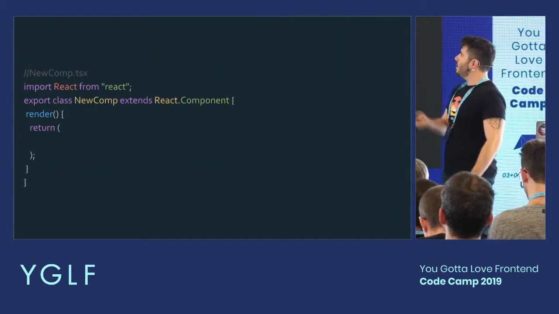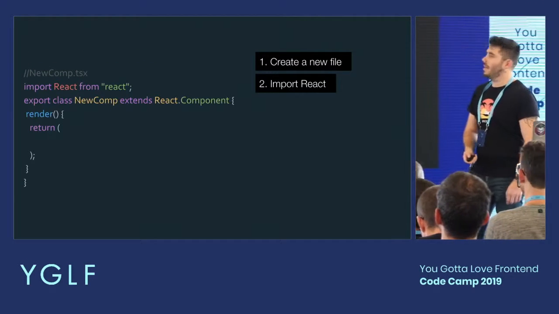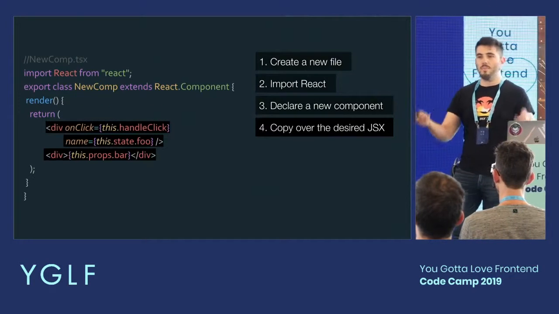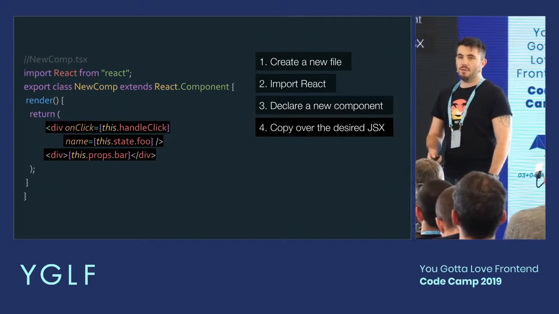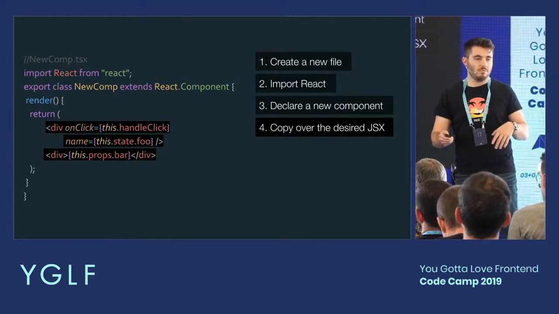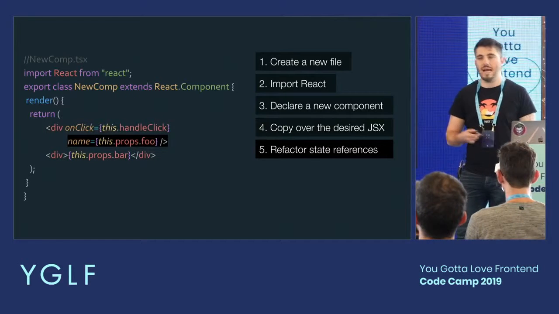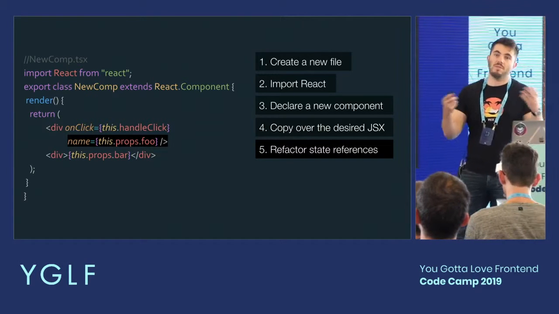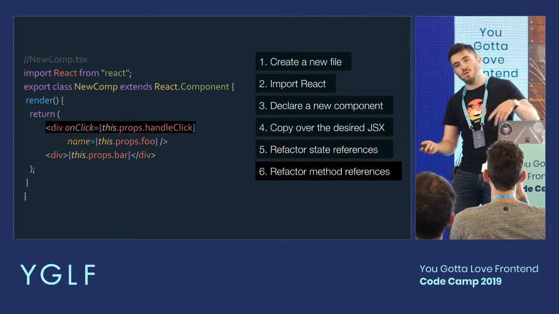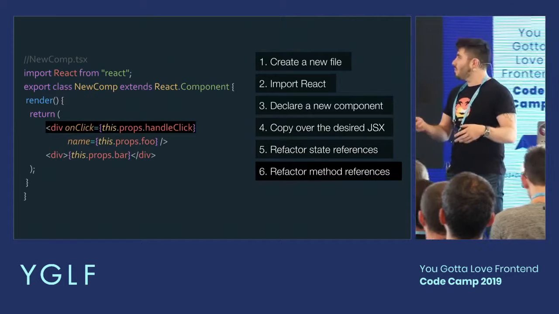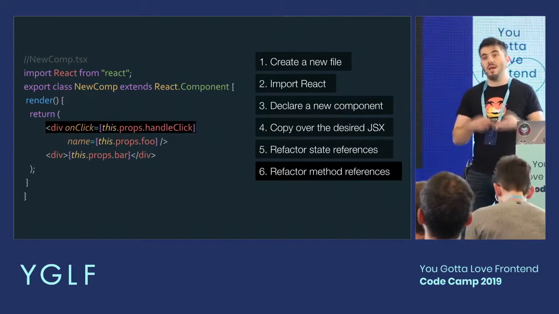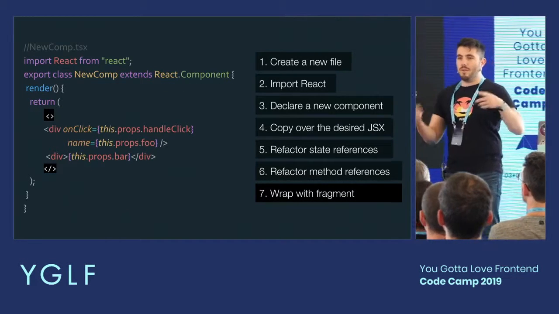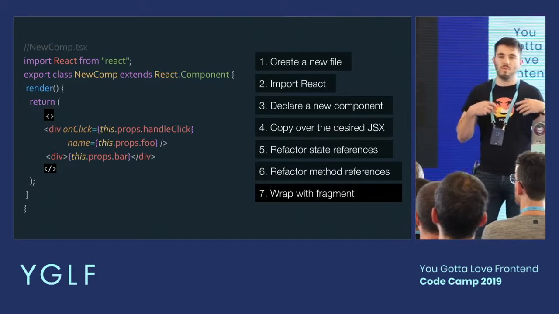Well, I'd create a new file, I'd import React, I'd declare a new component, and I'd copy over my two lines of JSX. And I'm done, but not really, because now I need to remember to refactor my props, my state references to props, because I don't have state anymore. Oh, but I also need to remember to refactor my method references because I don't have these methods either. Oh, but I've also copied multiple lines of JSX, so now I need to remember to wrap everything with a fragment.